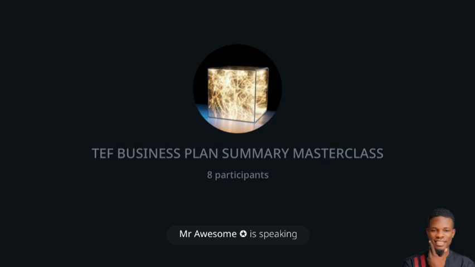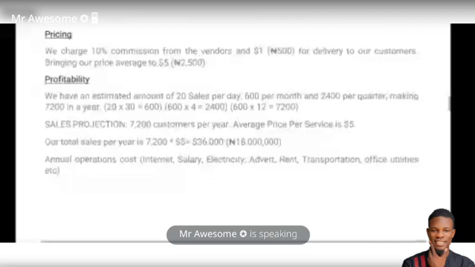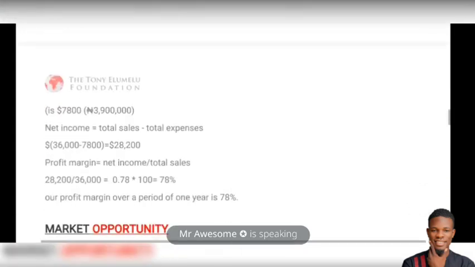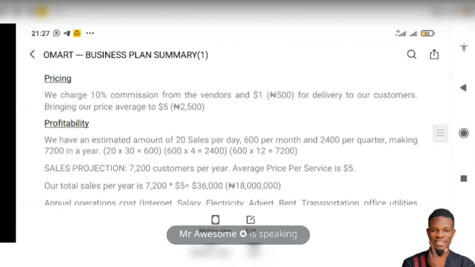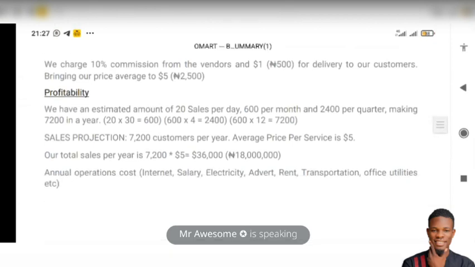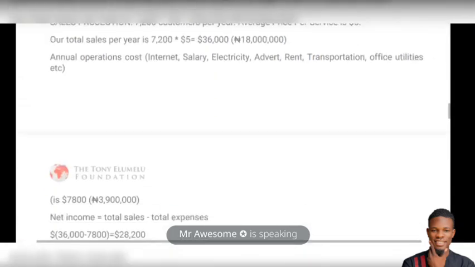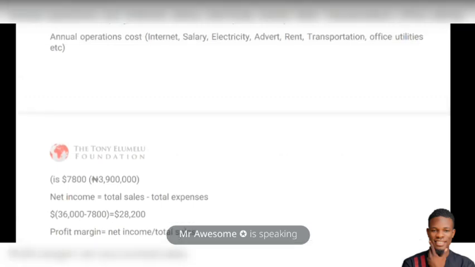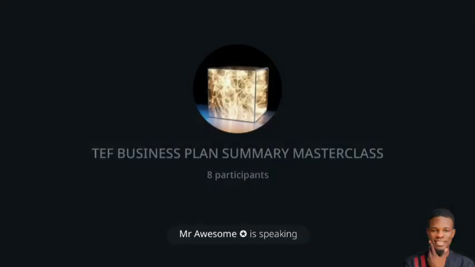Now that's our annual operation cost: internet, salary, electricity, advert, rent, transportation, office facilities, and etc. Okay, so you can also take a screenshot of this if you need it to map out your operations cost, right? So we said our operations cost was $7,800, which we just estimated anyway, which was about 3.9 million naira. Then our net income.